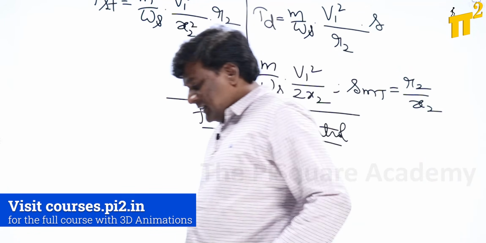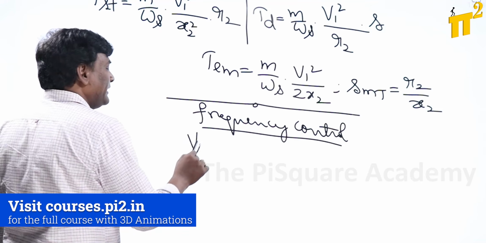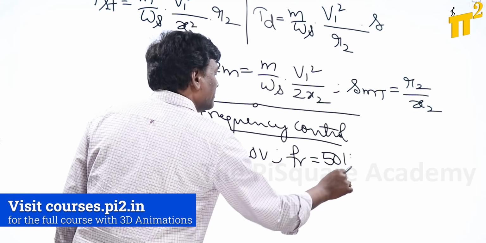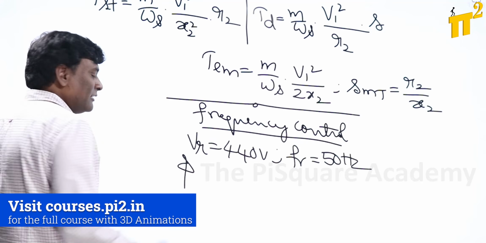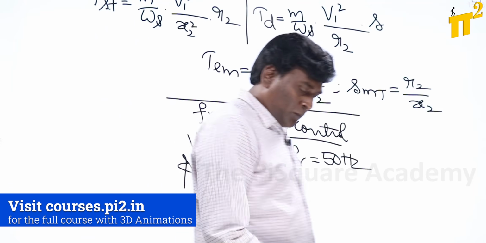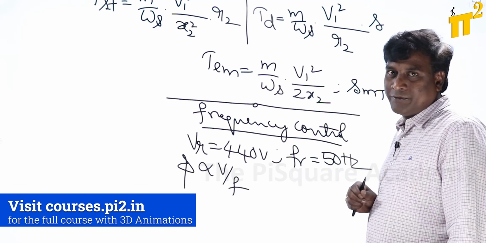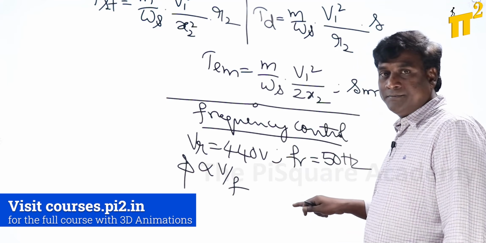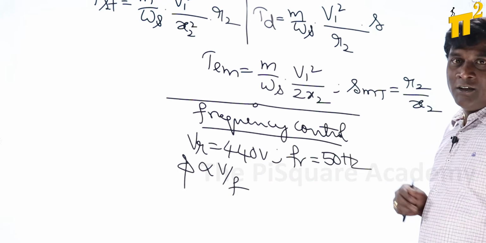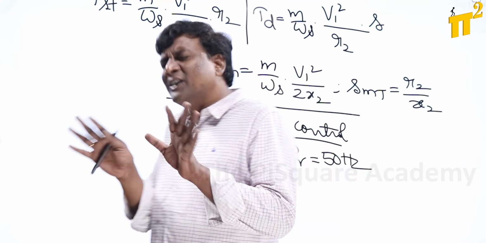Okay, now the thing here is V by F ratio. For example, let me write here, rated voltage is 440 volts line to line and rated frequency is 50 Hz. Now, operating flux in our machine is directly proportional to V by F, we know. Now for example, if I am reducing frequency to 25 Hz, and if I maintain same rated voltage, 440 volts at 25 Hz, so frequency is half, operating flux is going to be doubled, which will lead to saturation of machine.